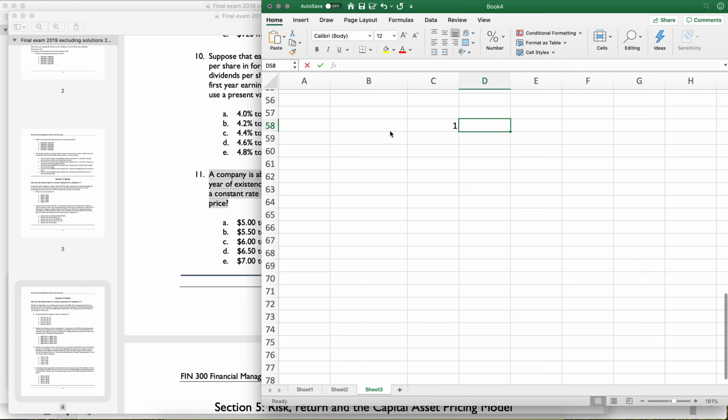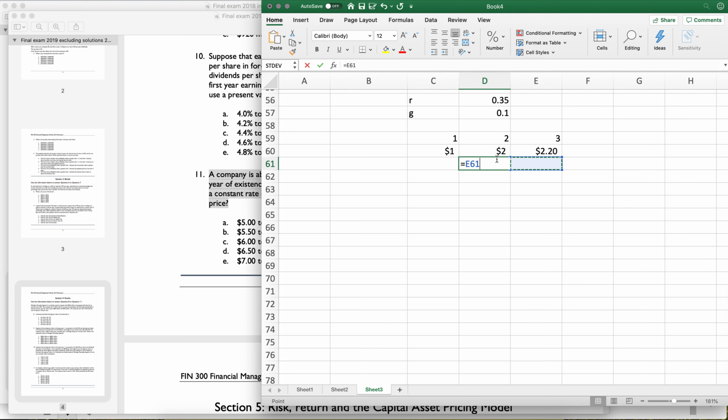All right, so 1, 2, and 3. We're going to do $1, $2, and then after that, we're going to have a G of 10% and an R of 0.35. So that means that the dividend here is going to be 1 plus 10%, which is 2.20.